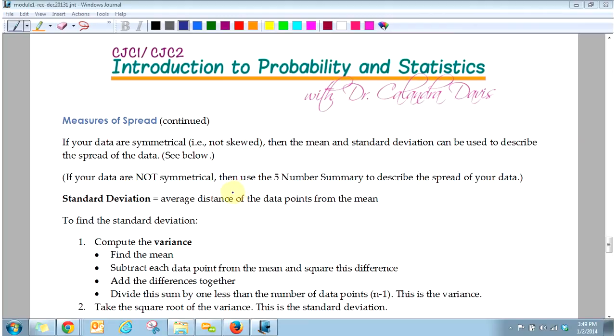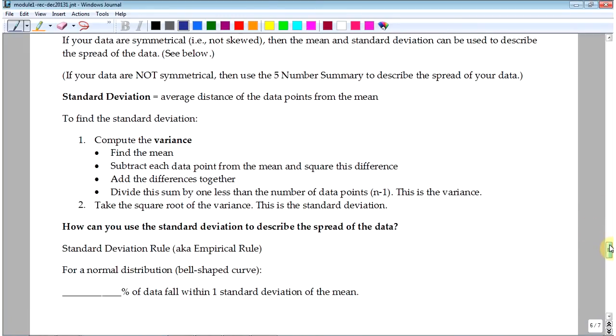The standard deviation, in a nutshell, is the average distance of the data points from the mean. There's a method that you use to find the standard deviation, and we'll go through an example so that this will make more sense. First, you compute what's called the variance. To get the variance, you find the mean of your data, that's just the average. You add all of your data values together and divide by the number of data points.